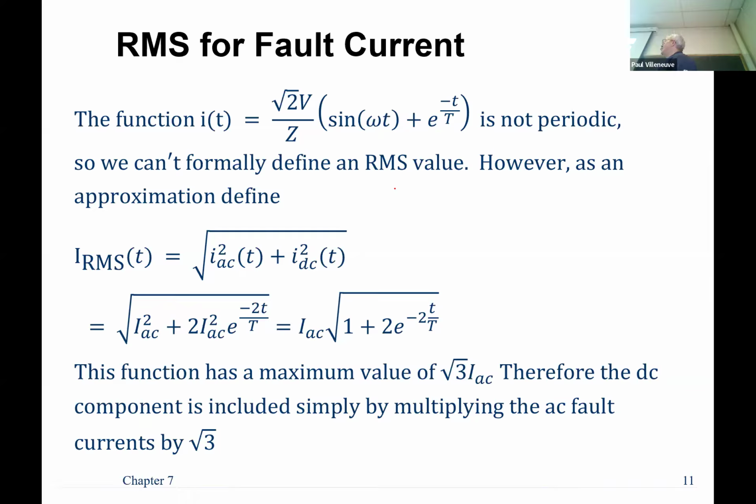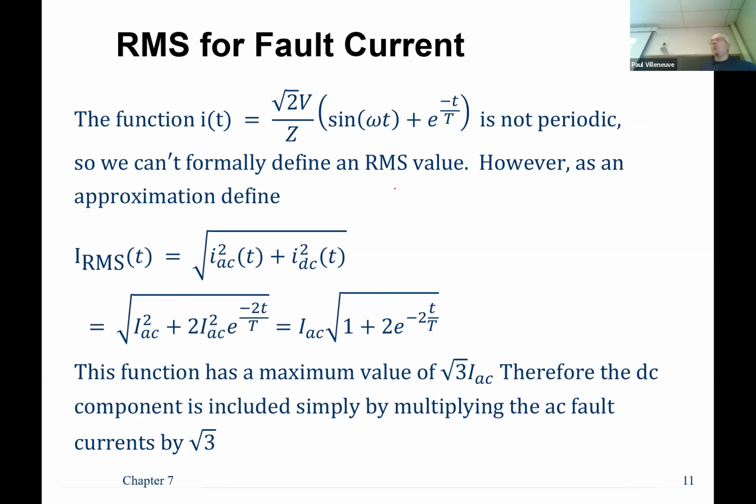We have an I_AC, which is the RMS value, multiplied by the square root of 1 plus 2 e to the minus 2t over tau. And then the worst case, the absolute worst case result is whatever your AC current value, whatever your symmetrical current value is going to be, your AC plus your DC value will be square root of 3 times that.